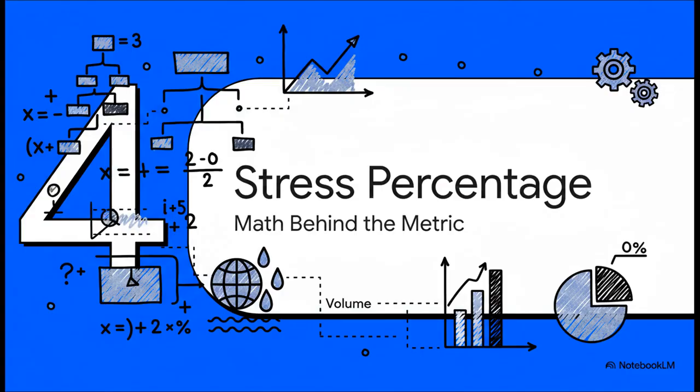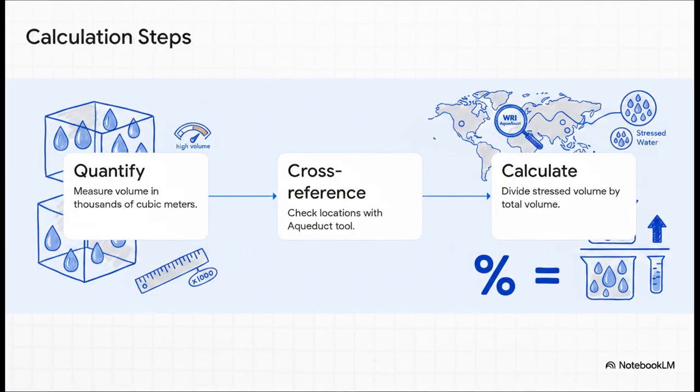Calculating the stress percentage. It's time for the math behind the metric. This right here is the analytical core of our explainer. Here is the step-by-step masterclass for producing a standardized, comparable metric. Step 1. You quantify the total volume of water withdrawn and the total volume consumed across the entire company. And importantly, this is absolutely crucial, the standard dictates this must be strictly measured in thousands of cubic meters. Not gallons, not barrels, thousands of cubic meters.